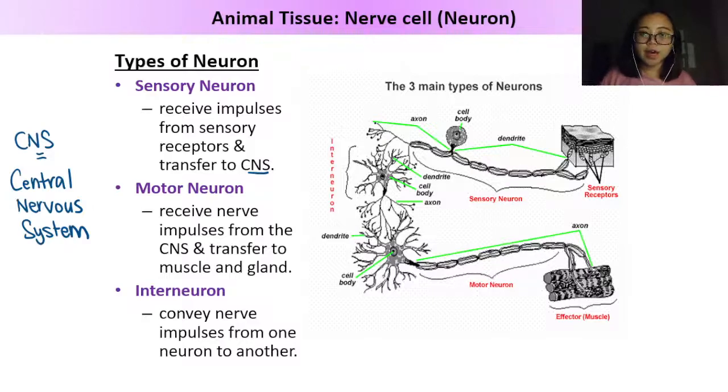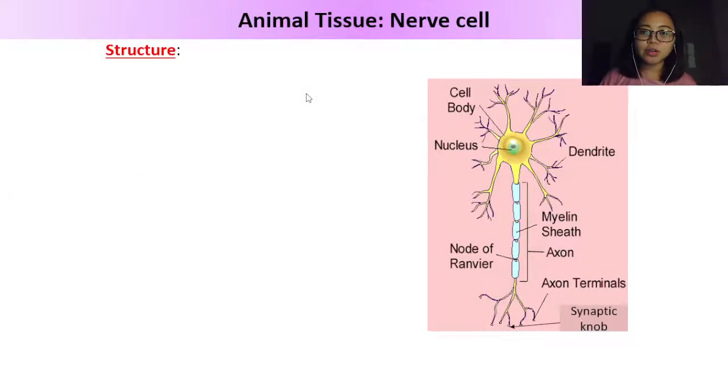And the third type of nerve cell or neuron is interneuron. So, these are the types of neurons that you can find in your brain and in your spinal cord. So, dialah yang duduk dalam central nervous system. These will convey nerve impulses from one neuron to another. So let's now look at the structure of a nerve cell.